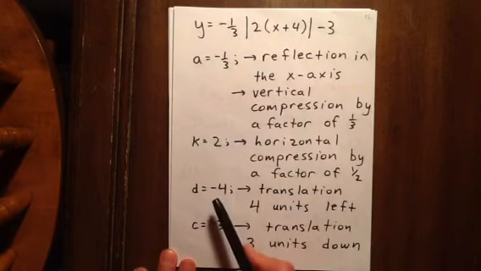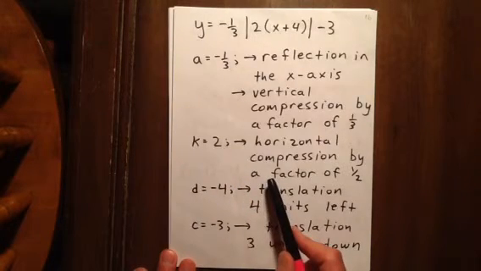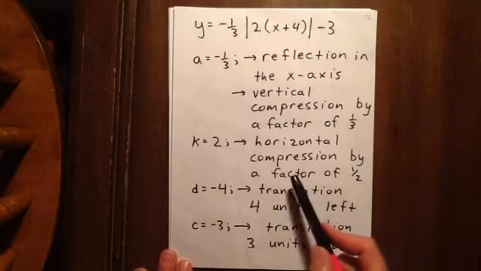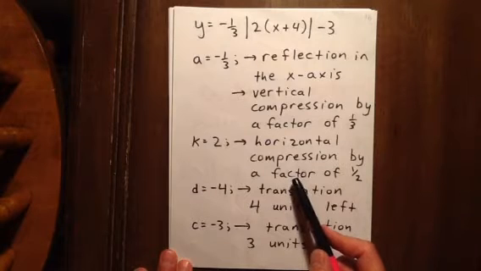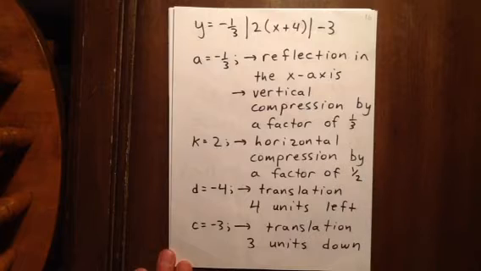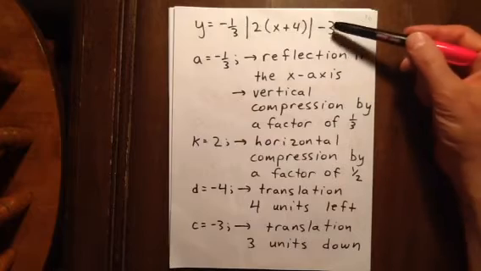Our k value is 2. Well, there's no reflection, it's not negative, but we're dividing our x-coordinate by 2. So that's the same as multiplying it by a half. So we're going to have a horizontal compression by a factor of 1/2. Our d value is negative 4, so we're going to have a translation of 4 units to the left. And our c value is negative 3, so we're going to have a translation of 3 units down. Okay?